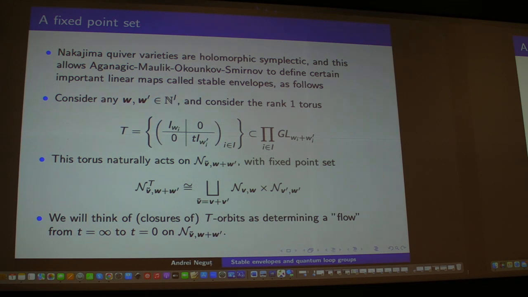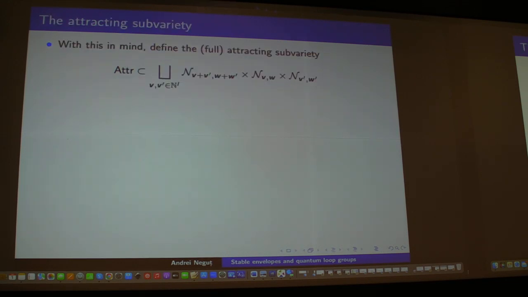So why do we care about this? Well, this will allow us, and this is the key construction of Aganagic's model that Okounkov came up with, to consider a certain important subvariety. It's going to be called the full attracting subvariety, and it lives inside a product of three Nakajima quiver varieties. So first of all, there's the one with framing W plus W prime, then the one with framing W, and then the one with framing W prime.